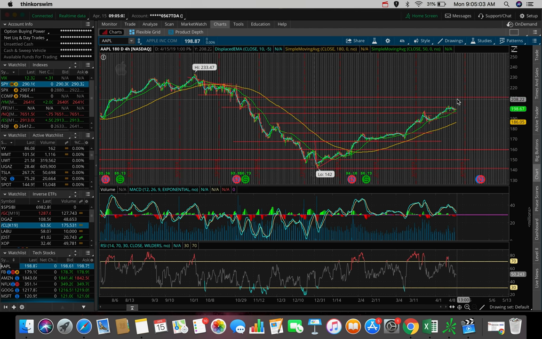That is roughly where I'm looking to sell my position on Apple. And for those of you guys that don't know, I am in Apple right now with a small position, roughly at about 197.50-ish, right around that level. I did get in on Friday and I'm still holding those shares. So I'm watching Apple very closely this morning.